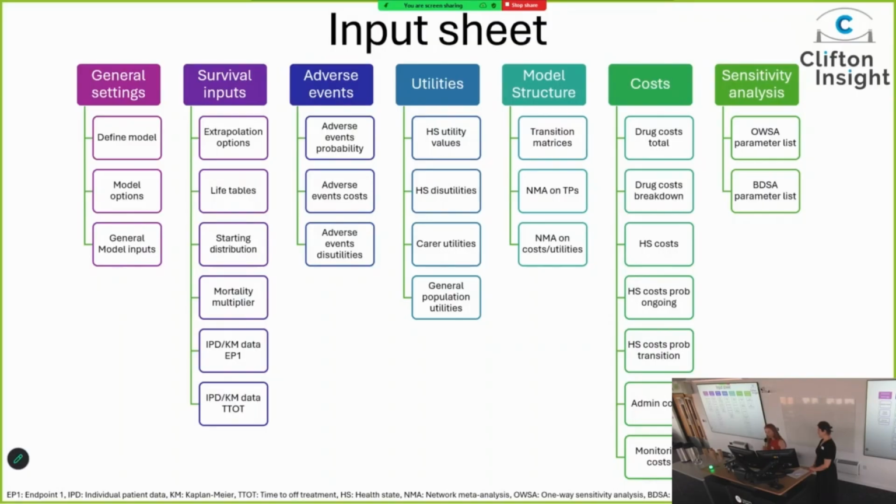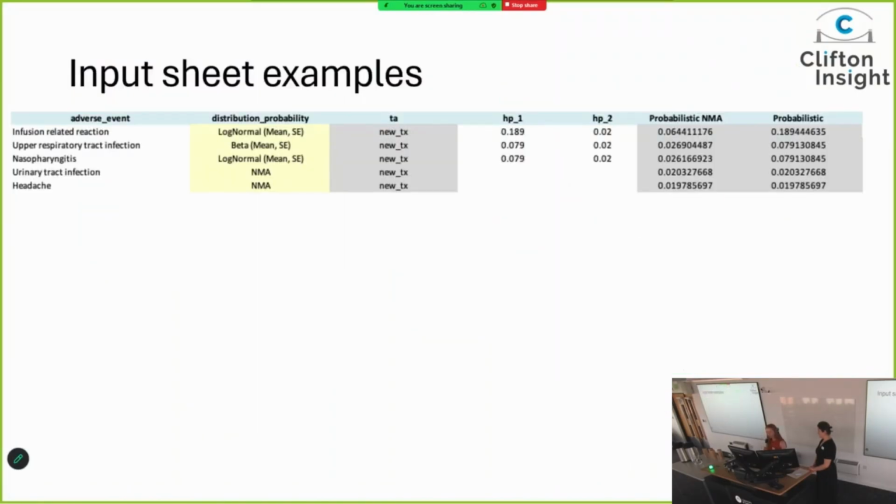So each of these would be altered by the generate input sheet function to make it exactly the kind of specifications needed for the user's model. So as an example, this is the tab where you'd enter your adverse event probabilities. So the user can change the adverse events that are included. These are treatment specific. They can choose the distribution to use for their probabilities, enter the hyperparameters, so the mean and standard error.